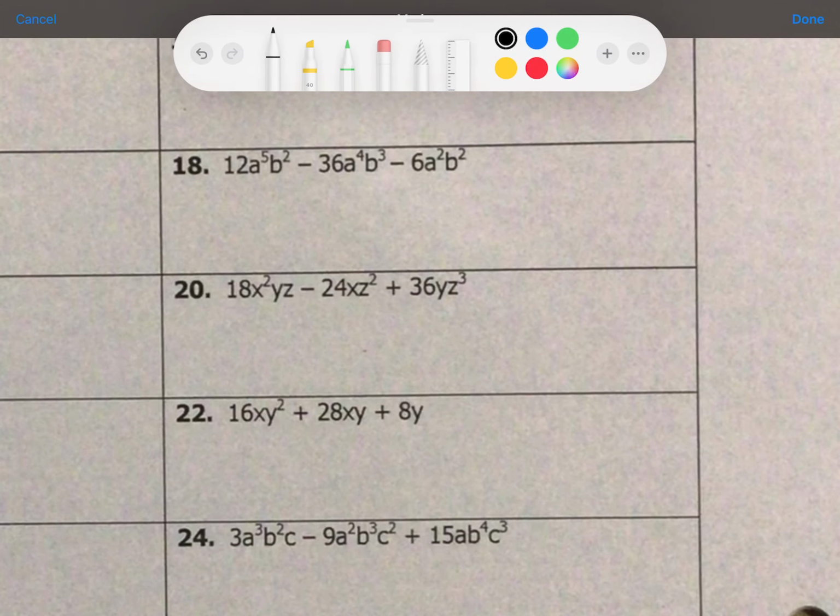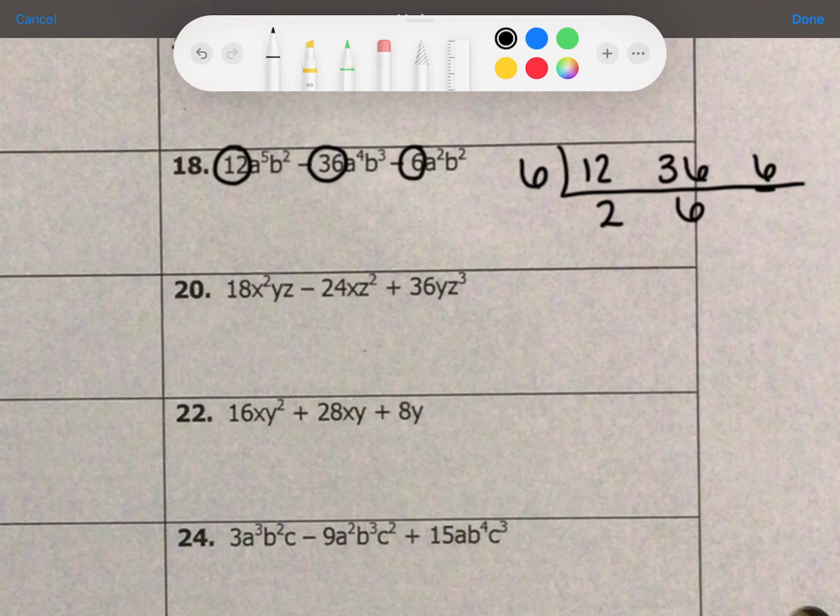Let's just look at number 18. Number 18 has a lot going on, but these are fun. So what you should do is look at the numbers, and I just ignore the negatives for now. We'll talk more about negatives later. But right now I've got 12, 36, and 6. I know that my GCF cannot be any bigger than 6, so I'm just going to start with 6. Let's see if 6 will divide into each of these. 6 goes into 12 2 times, 6 goes into 36 6 times, and 6 goes into 6 1 time. And now if you notice, all three of these don't have anything else in common. So my GCF is a 6.